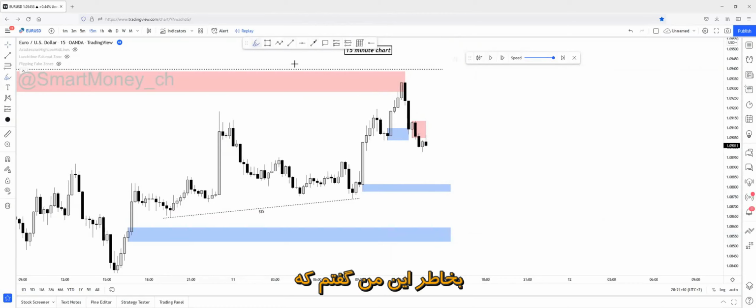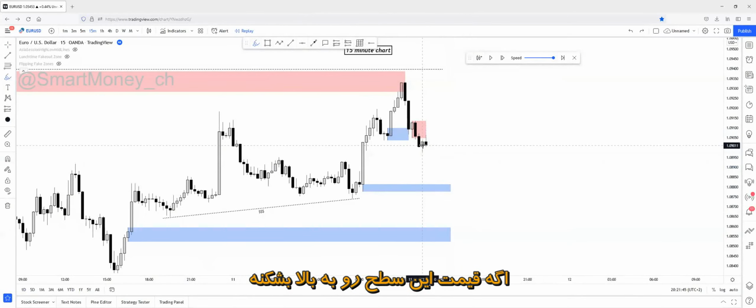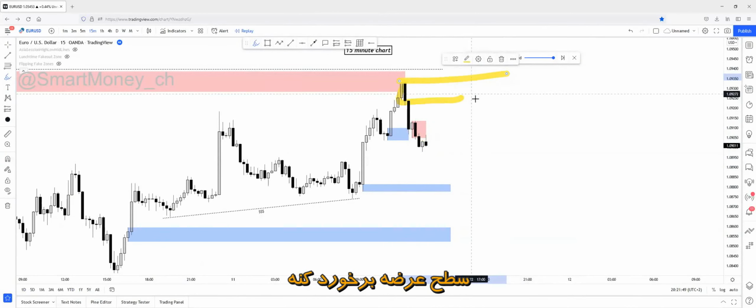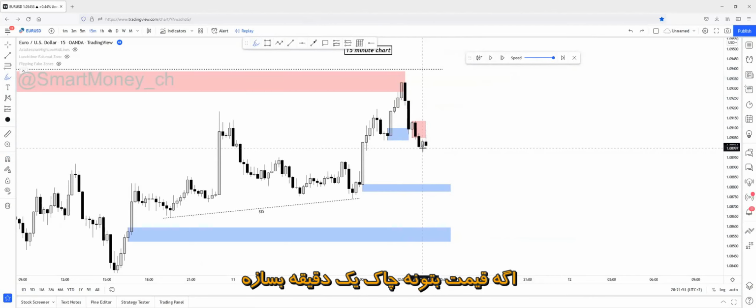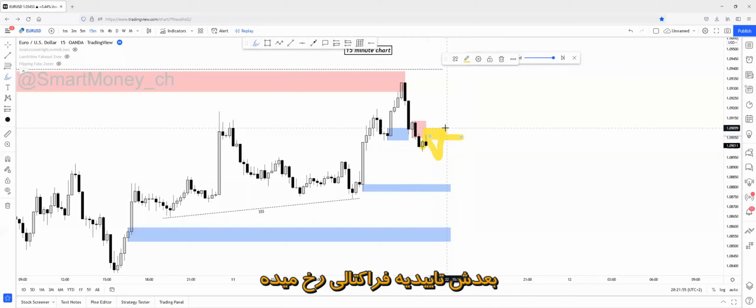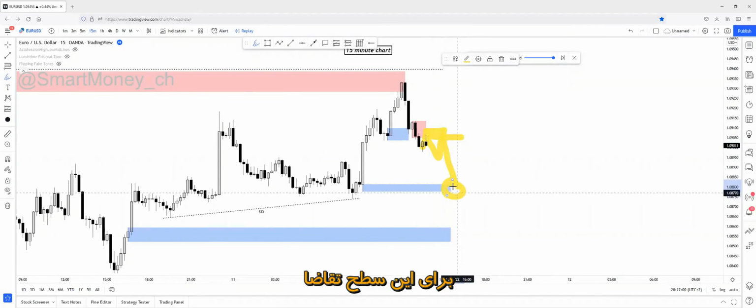And that's why I said if price can create a 1-minute change of character inside of the supply zone, then we'll aim for shorts. If price breaks over the supply zone, then we'll see what happens. There could be a possibility of a tap of the supply zone too. But if price can create a 1-minute change of character right here on the 15-minute supply zone, then the fractal confirmation will happen, as I said several times, and we'll be able to safely execute short trades down to this demand zone.